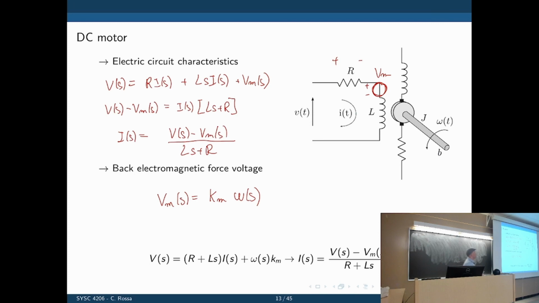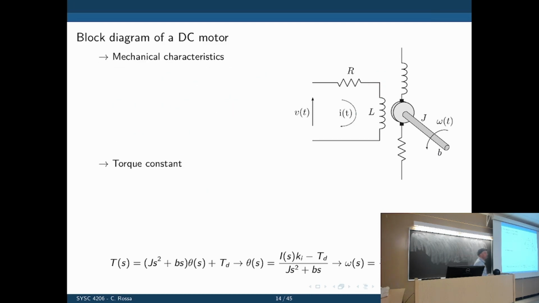Okay, if you want to know where this Km comes from and how to calculate it, I have 2 videos of 1.5 hours each. So if you're bored this weekend, you can take a look at them. But it's a constant that comes from the motor itself. Next, we can go to the mechanical part and then find an equation for it.